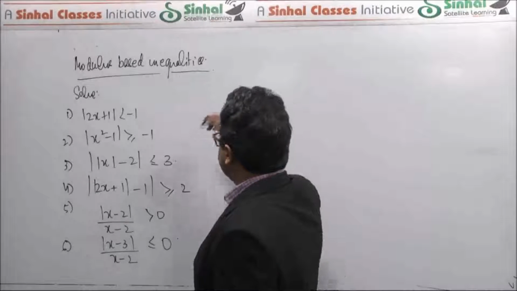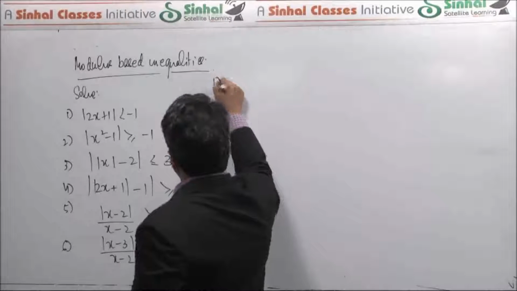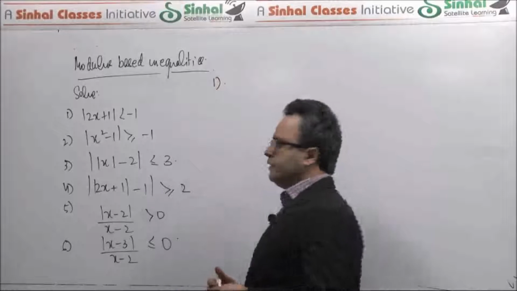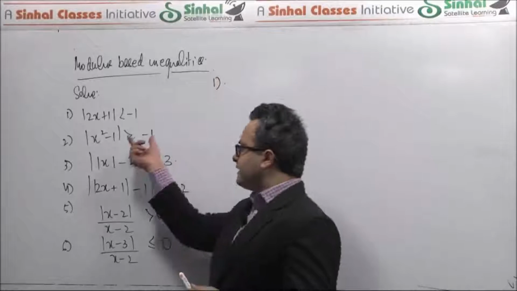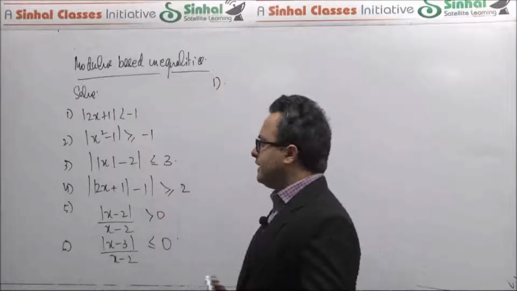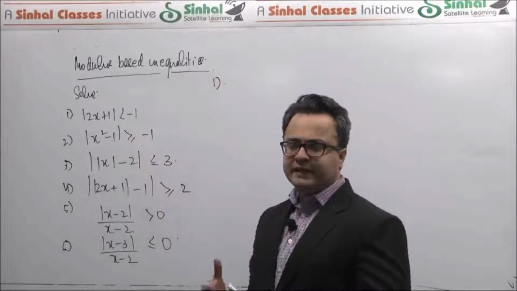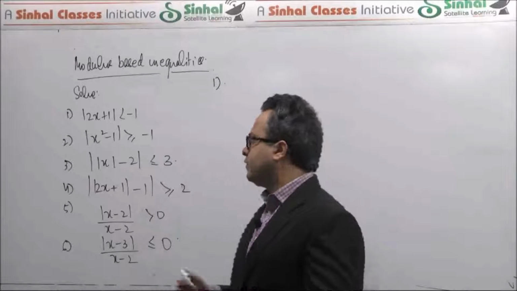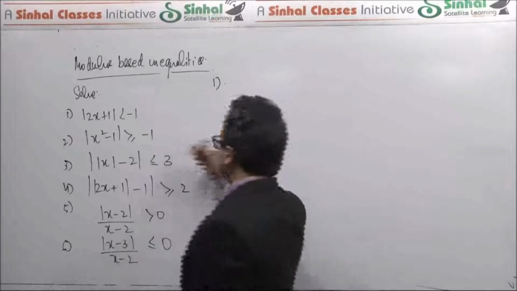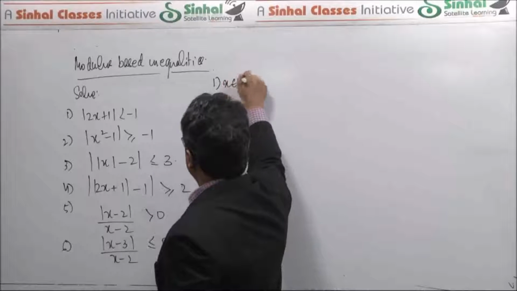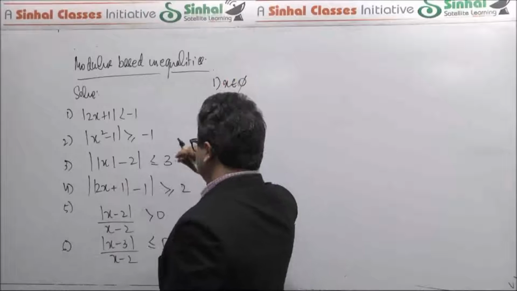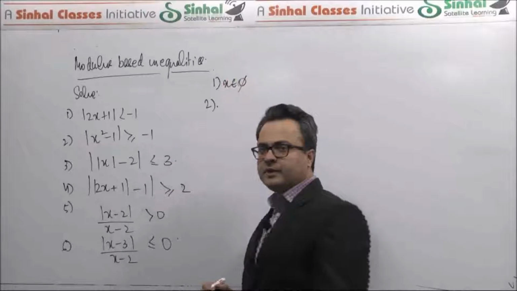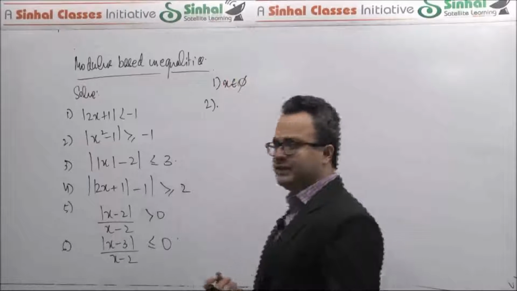Right, so let's start with these problems. For the first one, modulus of some expression is less than minus 1. As we already discussed, modulus of anything is always greater than or equal to 0, so it obviously cannot be less than a negative number. So for the first question, the answer should be a null set.